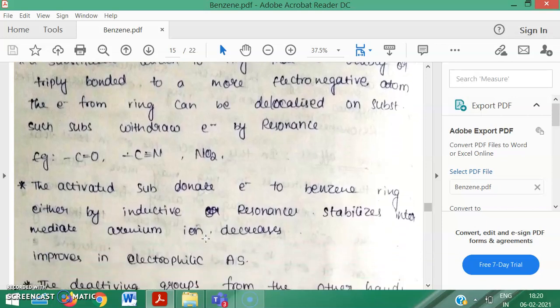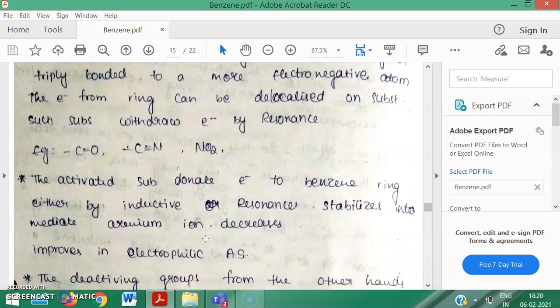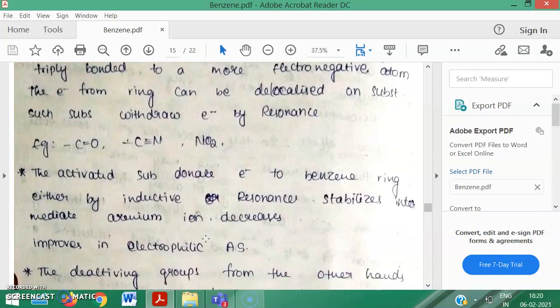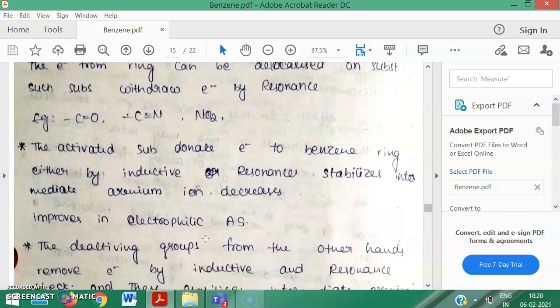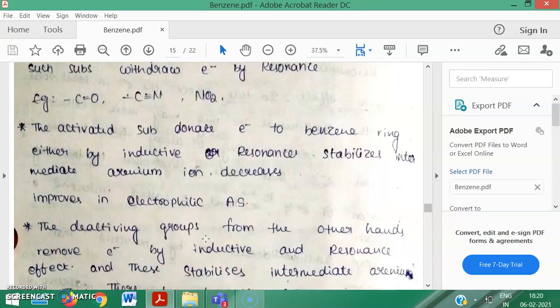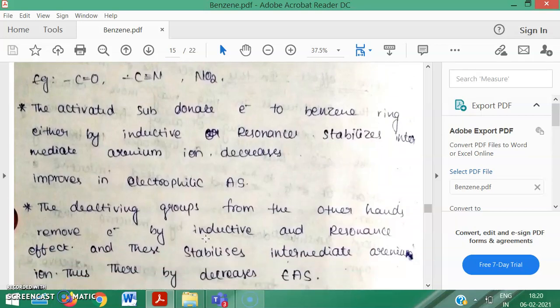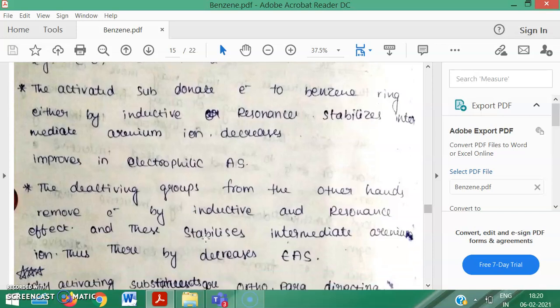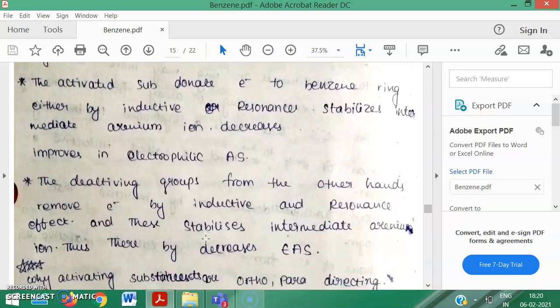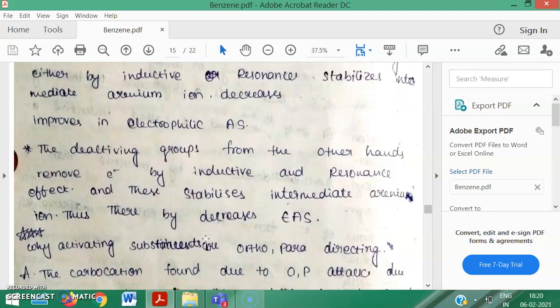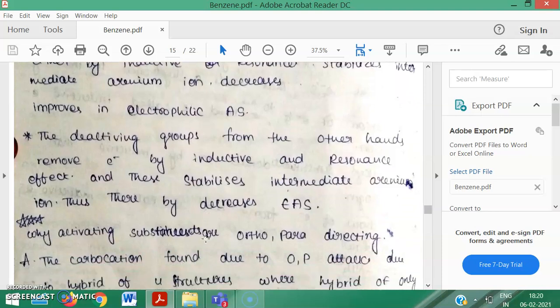The activating substrate donates electrons to the benzene ring, either by inductive effect or resonance, which stabilizes the intermediate arenium ion and improves electrophilic aromatic substitution. The deactivating groups, on the other hand, remove electrons by inductive and resonance effects, and these destabilize the intermediate arenium ion. Thus they decrease electrophilic aromatic substitution.